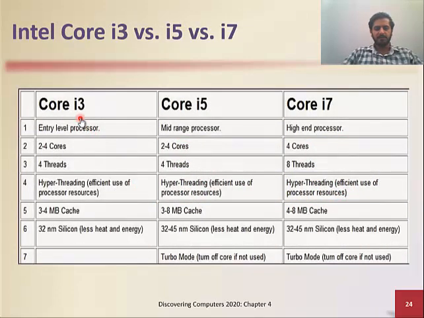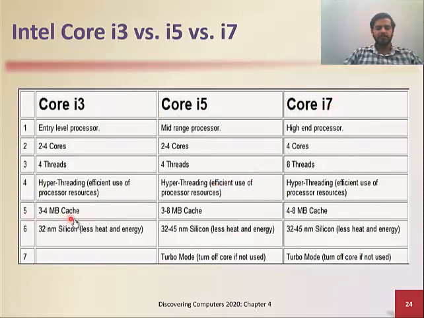That is one comparison of i3, i5 and i7. So i3 is an entry-level processor, i5 is mid-range, and i7 is a high-end processor. And an important thing, the number of cores is almost the same. Look at this: the core i3 doesn't consist of 3 cores, it comes with 2 to 4 cores. Similarly i5 also comes with 2 to 4 cores, and i7 comes with 4 cores. If you see the number of threads, it also varies, and hyper threading is present in all 3 families: core i3, core i5 and core i7.